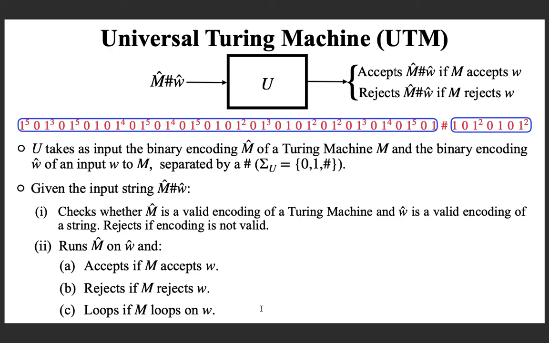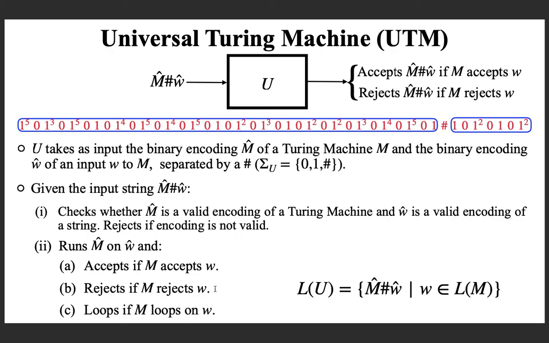So what would be the language? You can see that the language of the universal Turing machine is the set of all Turing machine encodings followed by an input to that Turing machine such that W is in the language of M. And suppose that W is in the language of M. And why is it that W is in the language of M? Because the Turing machine M accepts W. Then by definition, the universal Turing machine is accepting.